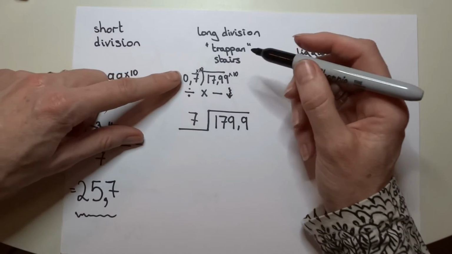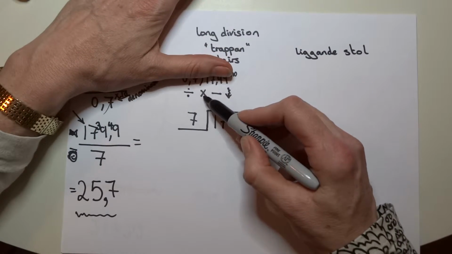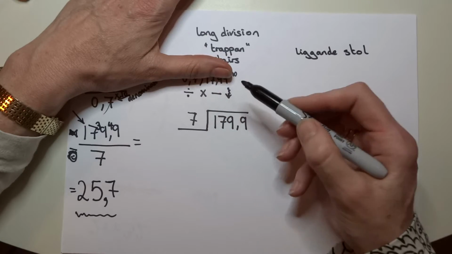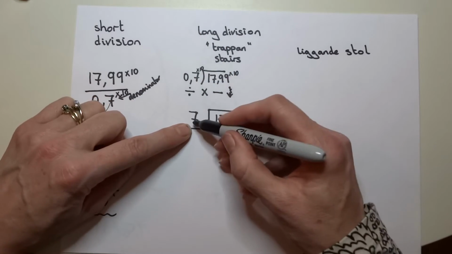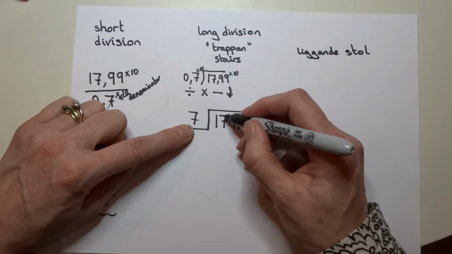And this is how we do long division. Same procedure, time after time. Divide, multiply, subtract, move down. Divide, multiply, subtract, move down. So the first thing we do, 7 into 1 doesn't go. So let's say that we're doing 7 into 17.